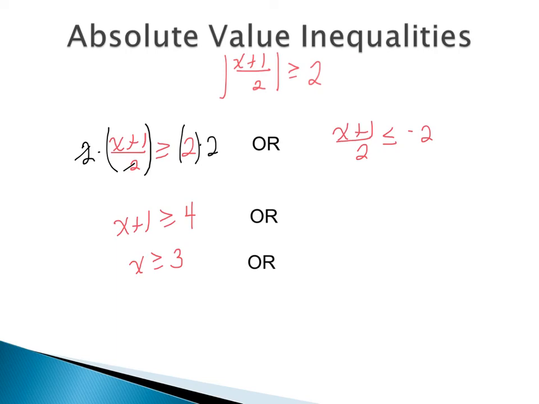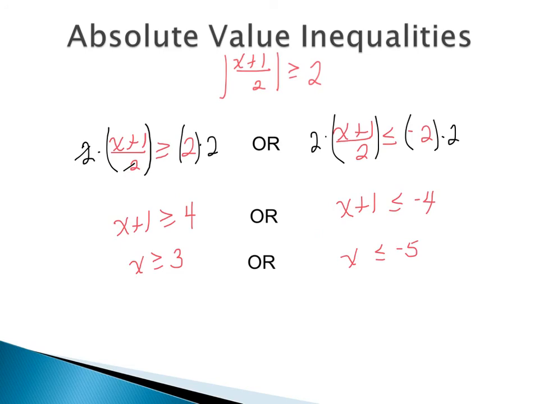Then on the right hand side, we would have, again, multiplying both sides by 2. Still not flipping the inequality around, so we're left with x plus 1 is less than or equal to negative 4. So when we solve this, then we're going to have x is less than or equal to negative 5. So we do have two pieces.